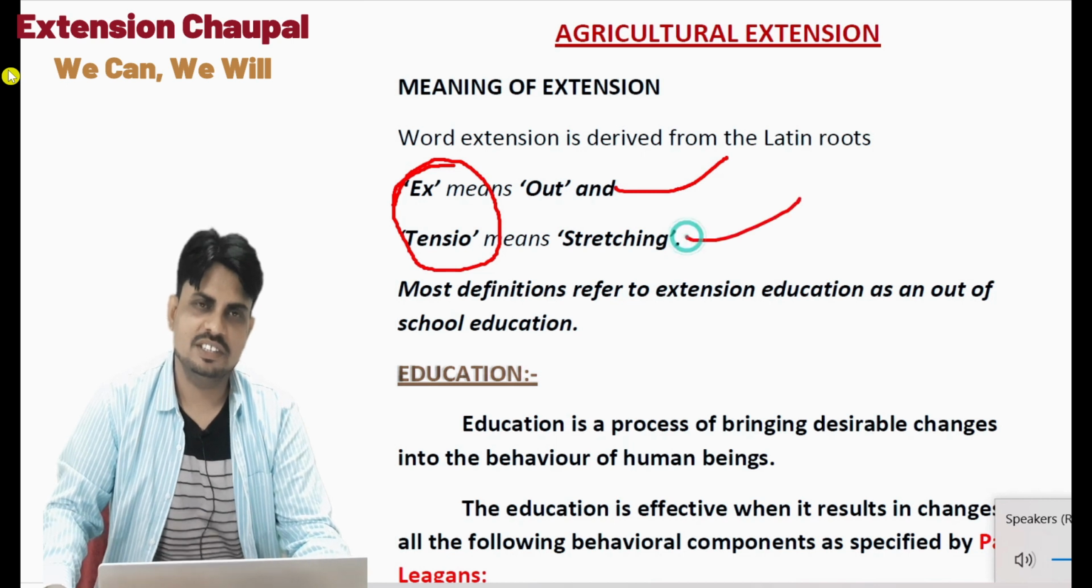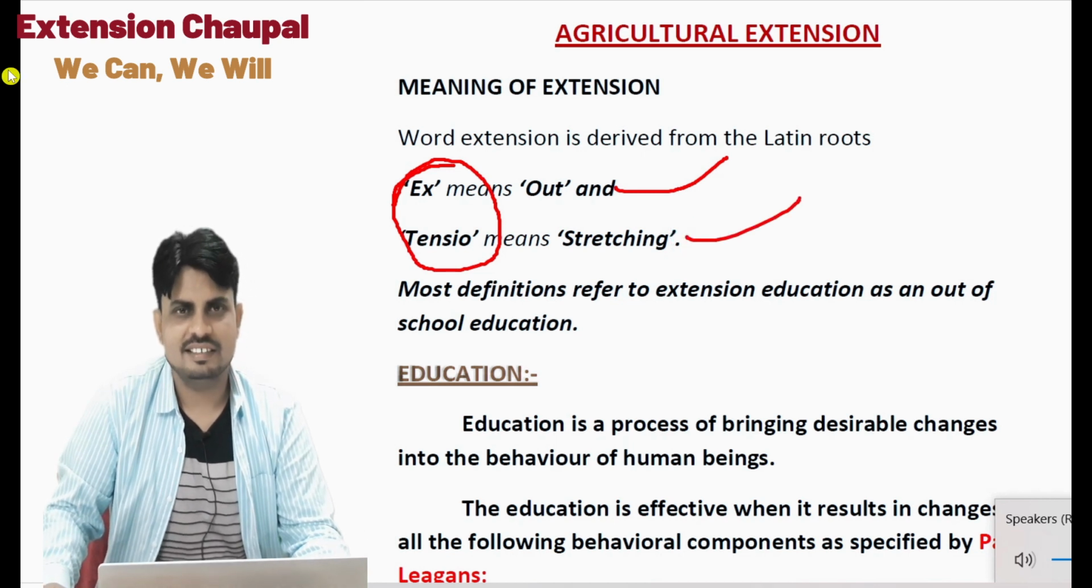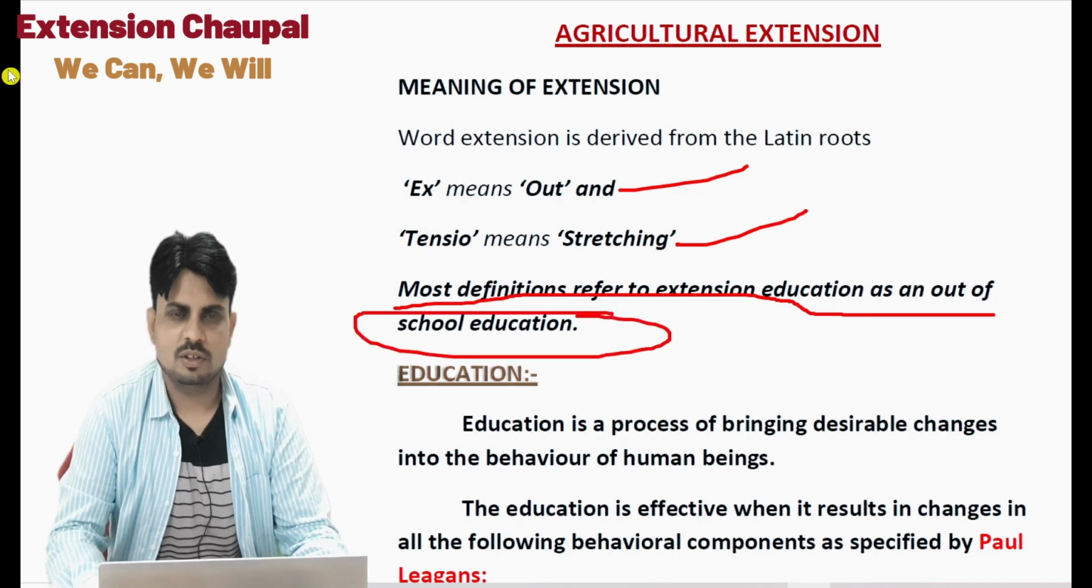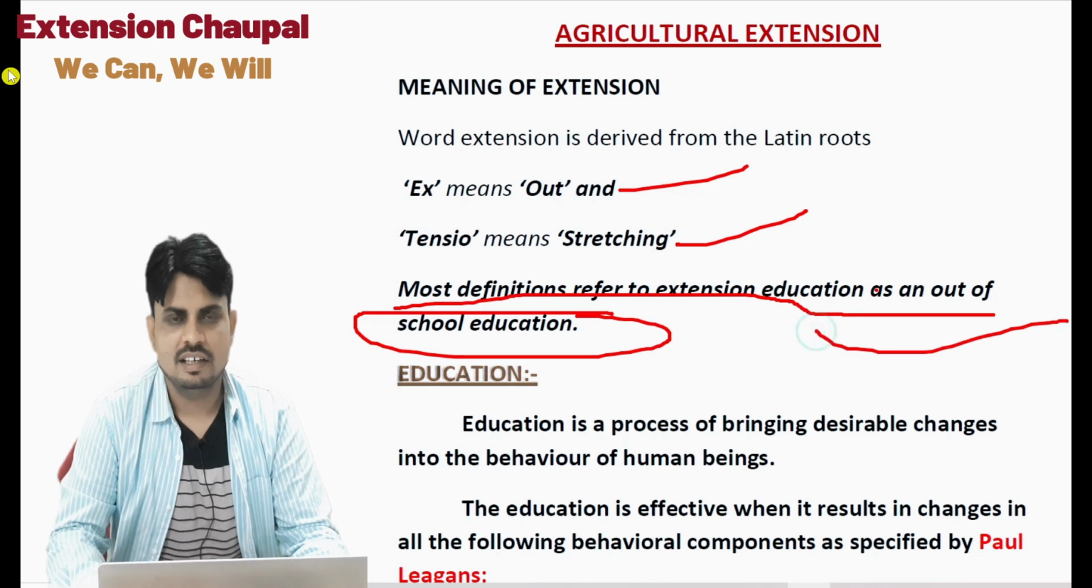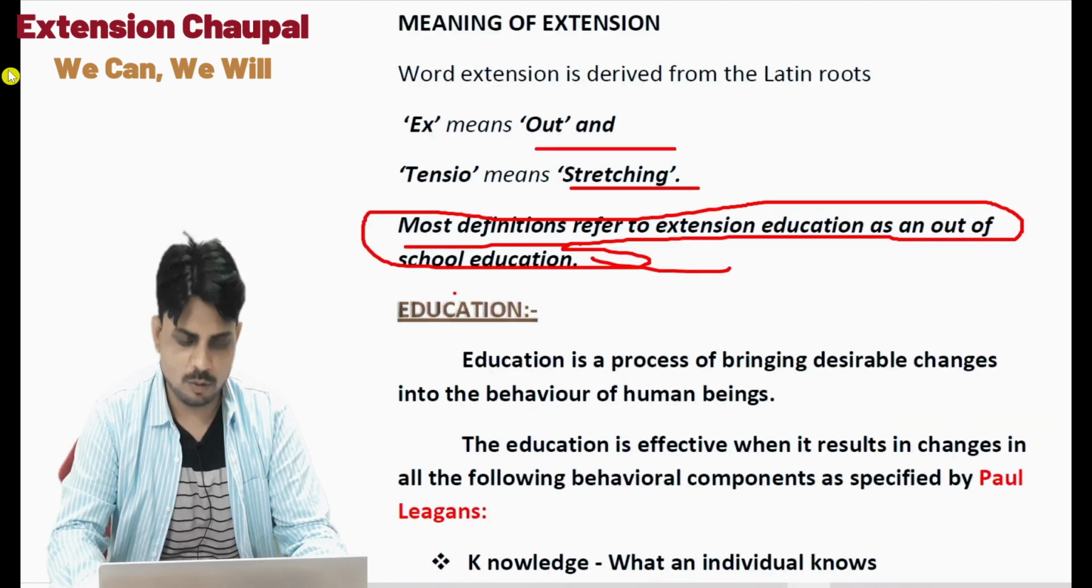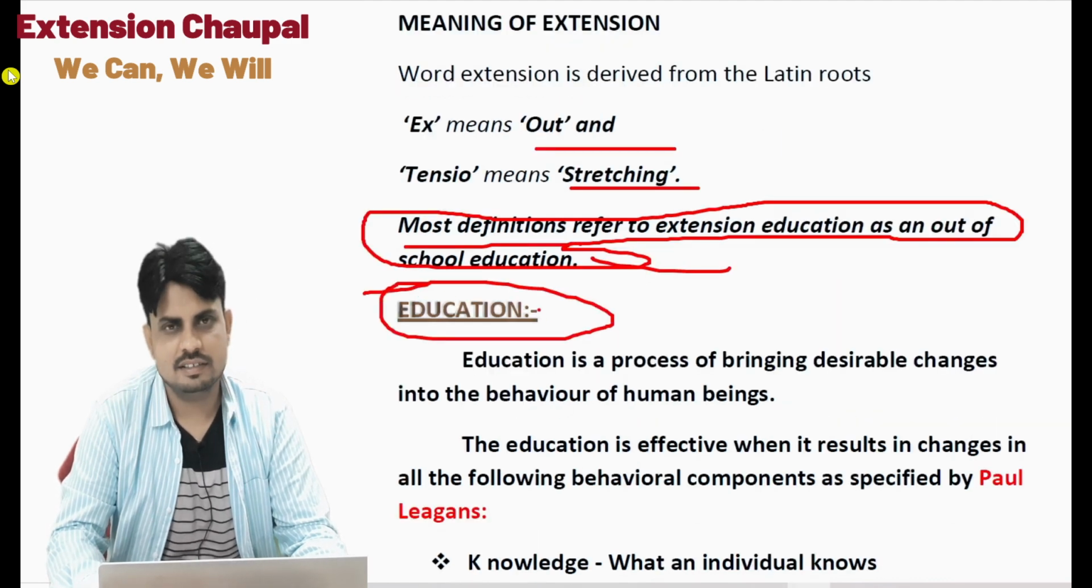As per the definitions given by various scientists, agriculture extension is always considered an out-of-school education system. In other words, you can also say extension is an education whose purpose is to change the attitude, skills and practices of the people with whom the work is done.